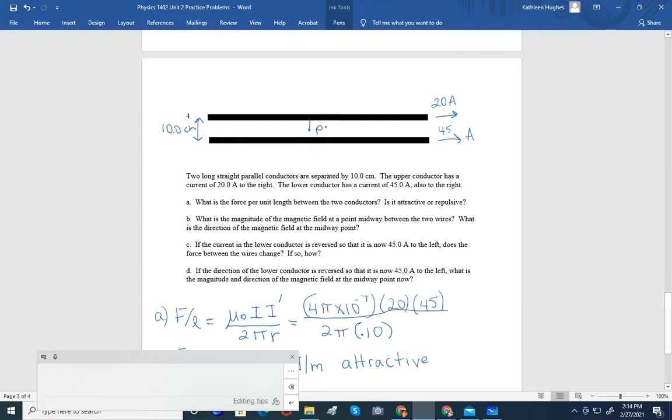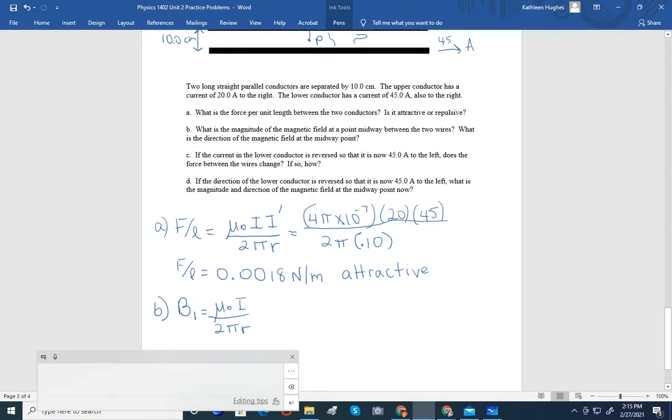wire. We can also picture grabbing that wire. If I grab that top wire with my right hand so that my thumb points this direction, my fingers are going to be on this side and then they're going to curl around like this. So we can see that right at that point, the magnetic field due to this upper wire is going to be directed into the page. So that's going to be into the page.